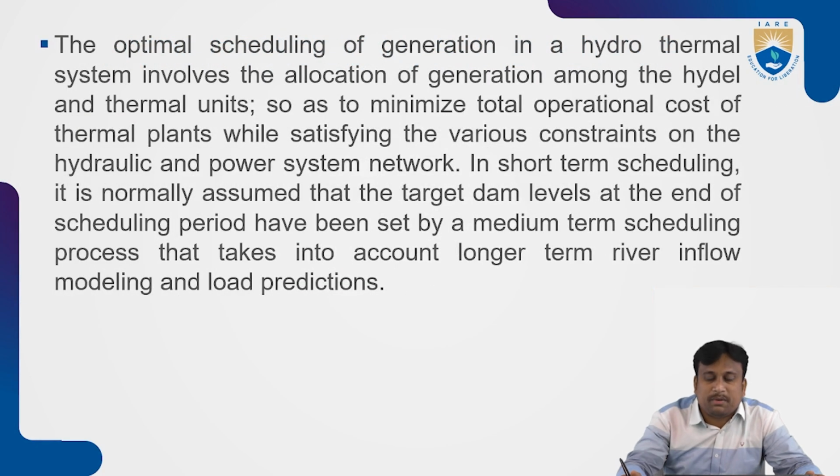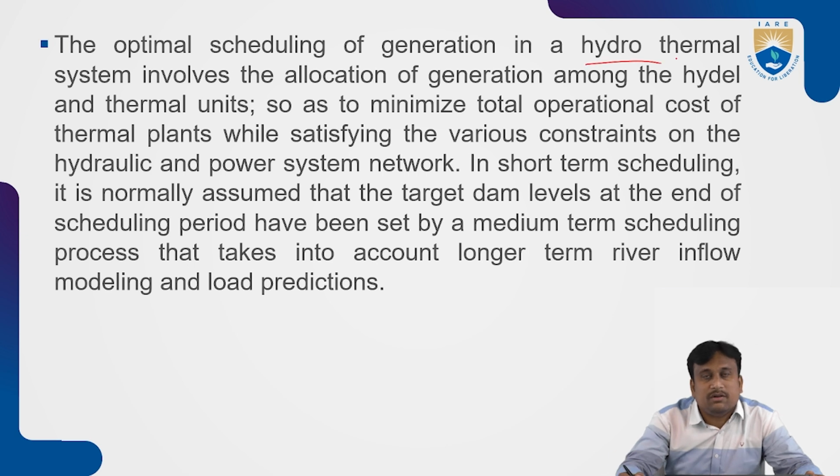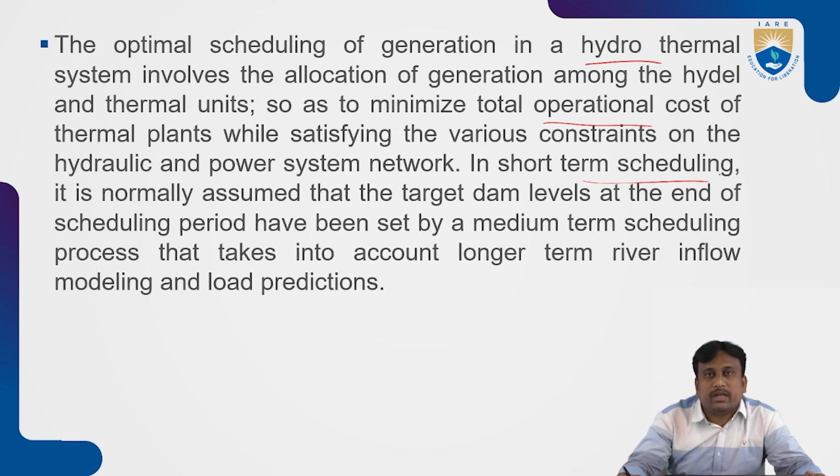The optimal scheduling of generation in a hydrothermal system involves the allocation of generation among the hydel and the thermal units, so as to minimize the total operational costs of thermal plants while satisfying the various constraints on the hydraulic and power system network. Short-term scheduling takes place.